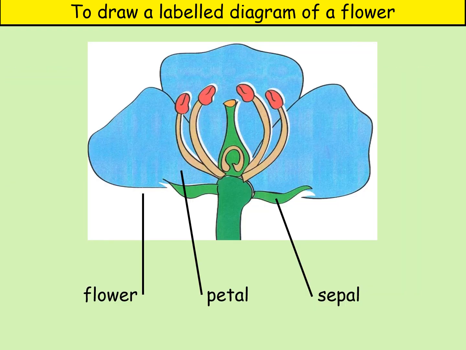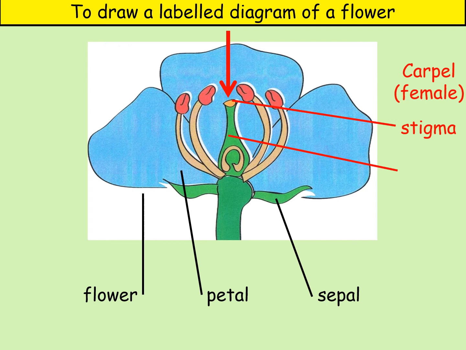In the middle of every flower is the carpal, which is the female part of the flower. The carpal usually looks different. It may be larger or a different colour. The top of the carpal is called the stigma. The middle part of the carpal, that looks a bit like a stalk, is called the style. And at the very bottom of the carpal is the ovary.